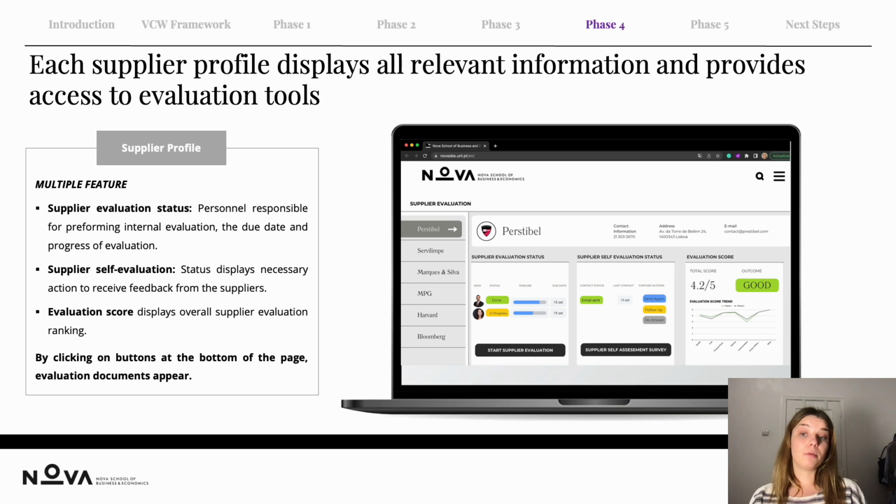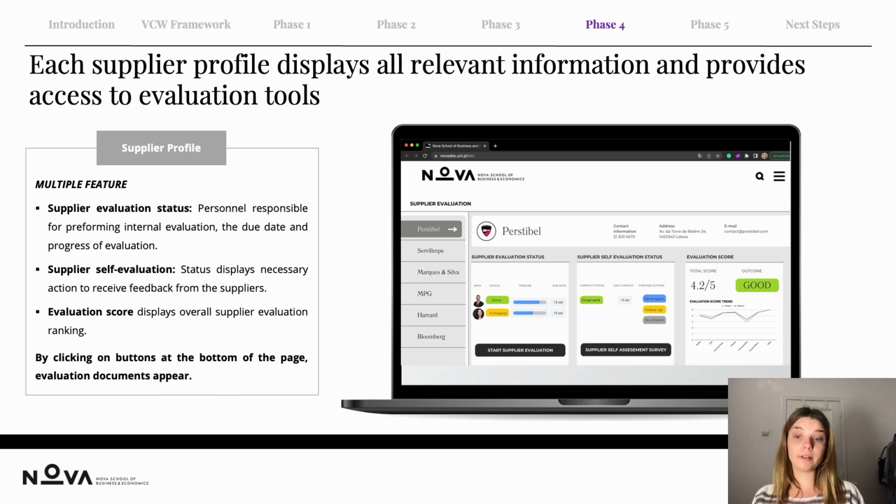The supplier evaluation part lists whomever is responsible for performing evaluation in Nova and what their status is. So whether they have already completed the evaluation or if the evaluation is still in progress. It should also include a timeline and a due date by which the evaluation should be completed.